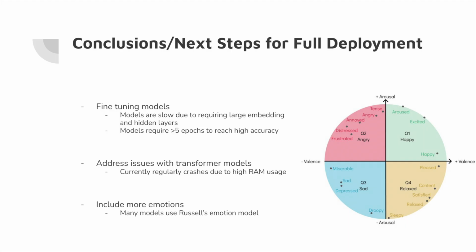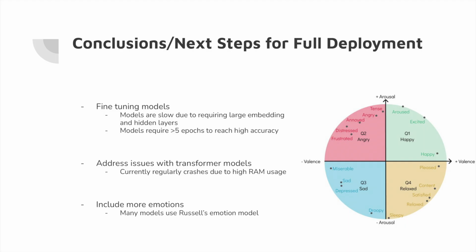Next, I would want to address issues with the transformer models. As mentioned earlier, when using BERT models, Google Colab kept crashing due to running out of RAM. This model showed high levels of accuracy in the limited tests we were able to run, and with more dev time, we would be able to create our own transformer-based model that could find a balance between accuracy and computational cost.